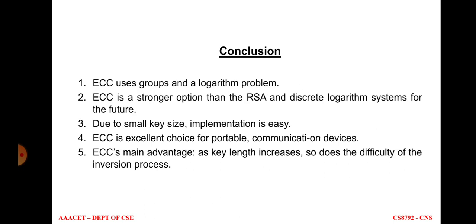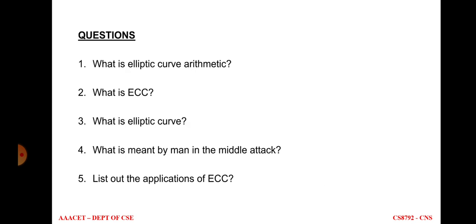And the conclusion of ECC is it uses a group and a logarithm problem, and it is a stronger option than RSA. Due to the small key size, the implementation is very easy, the computation is very fast, and it occupies very little memory. ECC is an excellent choice for portable and communication devices. The main advantage of ECC is that as the key length increases, the difficulty of the inversion process also becomes very difficult. So these are the concepts of ECC.